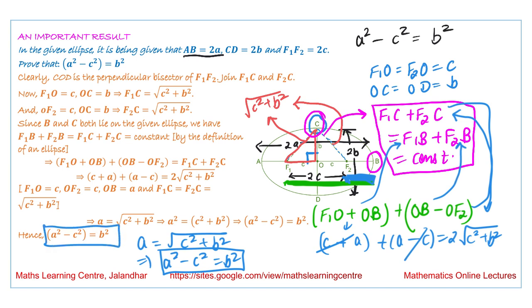So we have considered a point on the minor axis, we have considered this point B on the major axis, we have calculated the distance of F1, F2 from these points, and we have used the definition of the ellipse, that the sum of these distances should be constant, and we have substituted the values to obtain this relation, that for an ellipse we have a square minus c square is equal to b square.